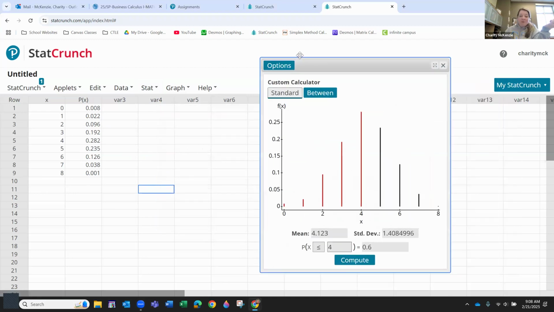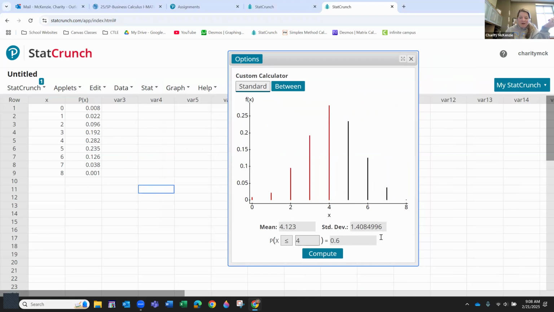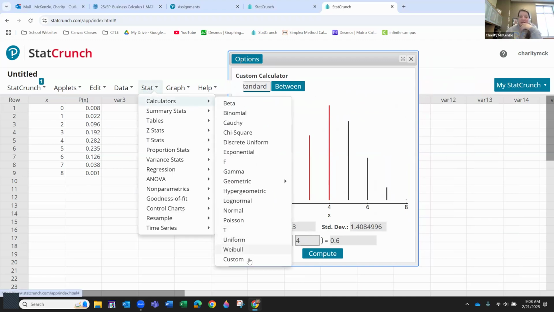The only things it will find, ignore this part. It's basically what are the values less than 4. Here's the mean, here's the standard deviation. Okay, those are the two numbers we can get from this custom calculator. So again, Stat, Calculator, Custom, and we're able to get to that value.